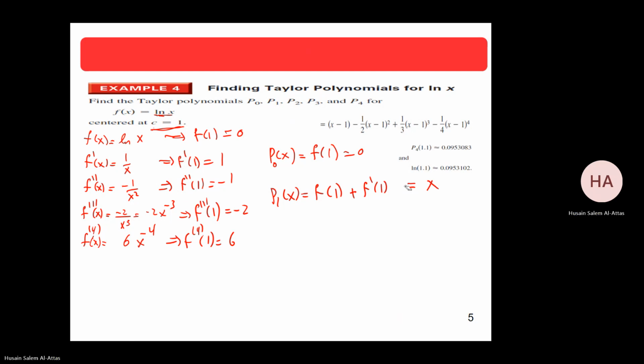Oh, sorry. I'm doing it with c equal 1. So I need x minus c. Let me write the formula here. I'll try to squeeze the formula here. Pn of x will be f of c plus f prime of c times x minus c plus f double prime c over 2 factorial x minus c squared, and so on, until the nth derivative.